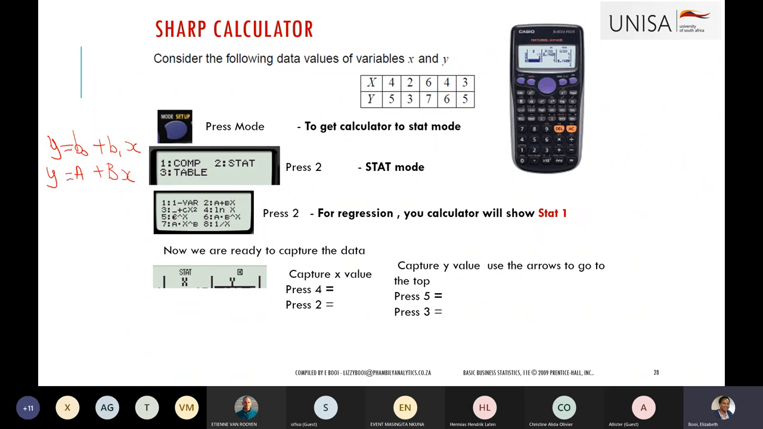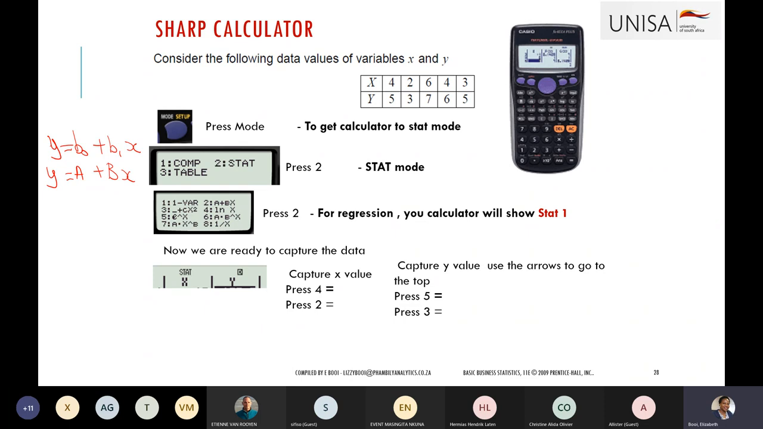And then you use your arrows to go up to number one and then go right of number one, and then you start capturing the values of Y. When you capture the value of Y, make sure that you capture them as they appear. So 4 corresponds with 5, so on the Y for the first line, you're going to put 5. For 2, you're going to put 3, for 6, you're going to put 7 on your Y column until you complete the whole table. Do not mismatch the values, otherwise you're not going to get the right answer. So you need to make sure that they align.